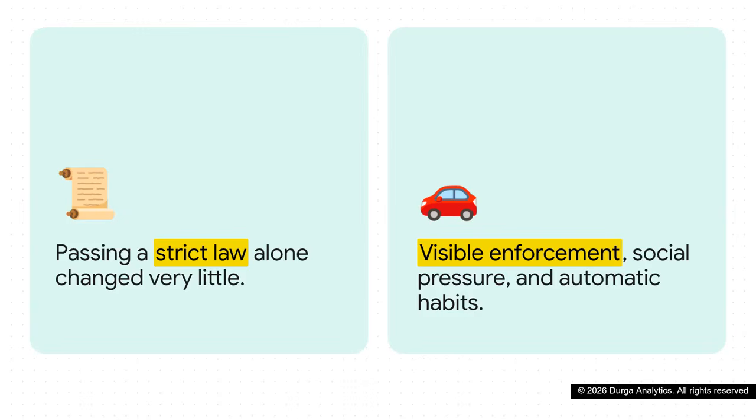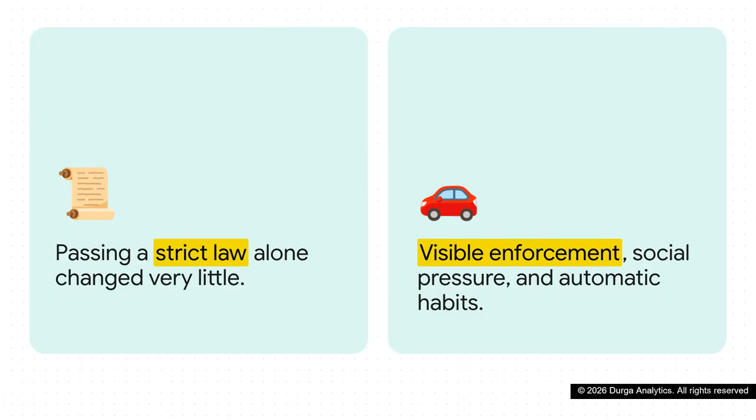To actually shift the behavior of millions of people, it took education, highly visible enforcement, social pressure, and eventually designing a literal click that just felt automatic when you sat in the car. Governance adoption is exactly like a seatbelt campaign.